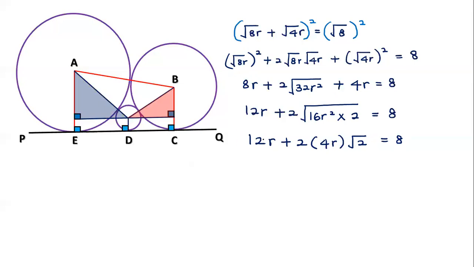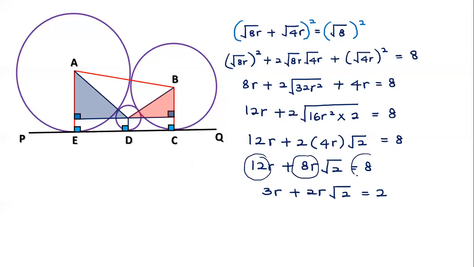Okay, now we can still continue: 12r plus 8r with the square root of 2 equals to 8. Got it? Okay, so I'm going to divide all by 4 because I can see everything is a multiple of 4. It's going to be 3r plus 2r square root of 2 equals to 2. All divide by 4. Understood? All must be divided by 4.